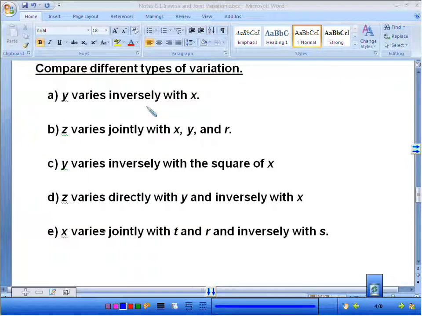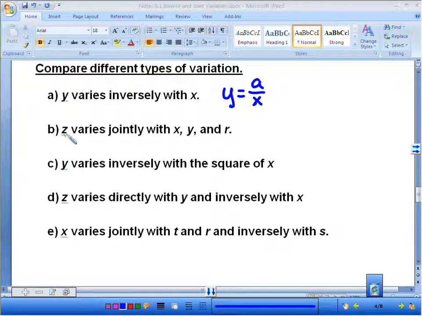Sometimes we have to write the equation given words. In this case, it says y varies inversely with x. So we know that this is going to be our inverse equation. Y varies inversely with x.